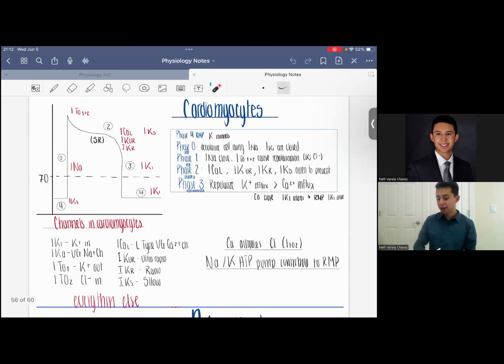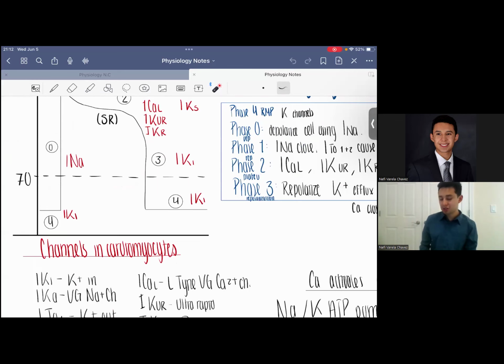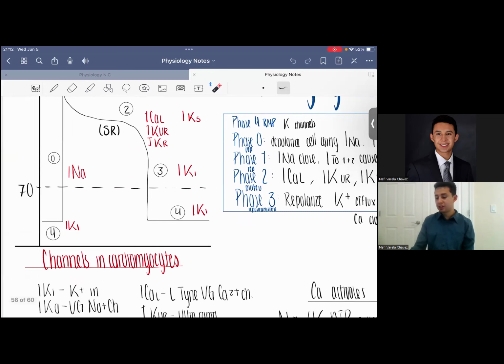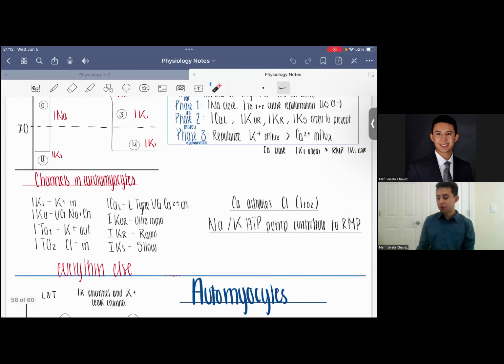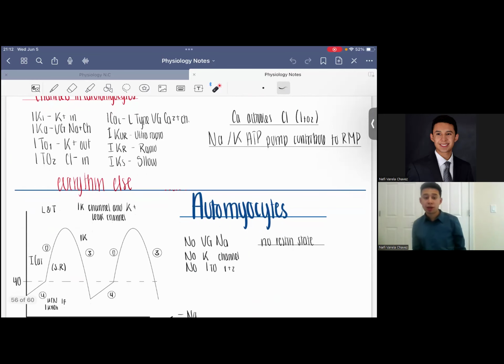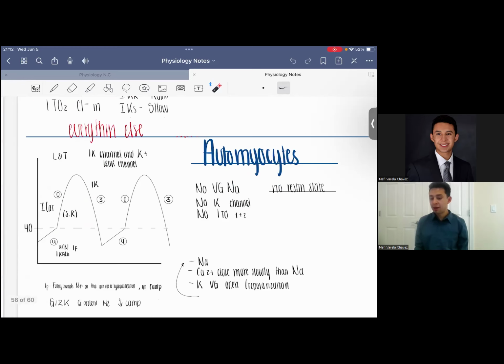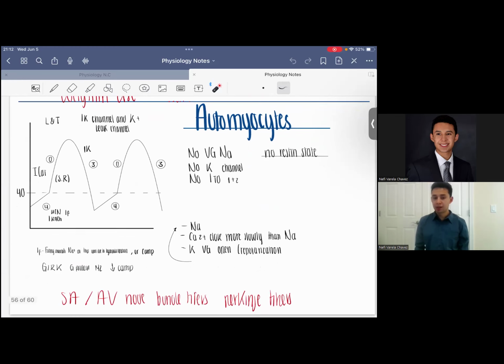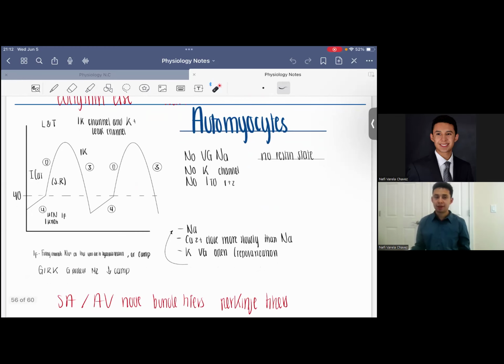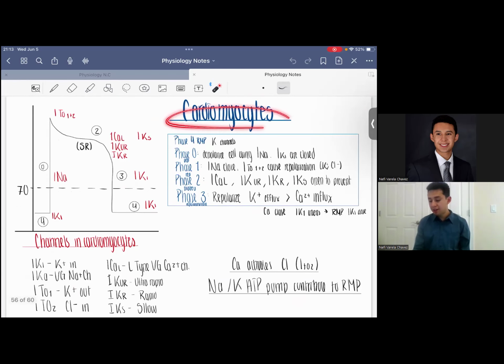This is a pretty exciting unit, and I'm going to start with the different types of muscle fibers. We have the autorhythmic cells, which help us with the action potential of the SA node, AV node, bundle fibers, and Purkinje fibers. The cardiomyocytes are everything else.